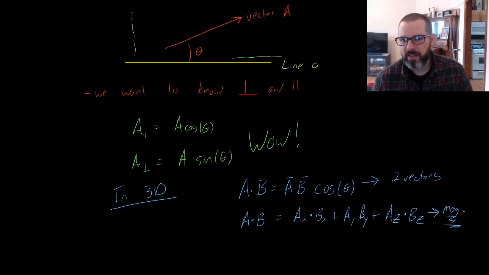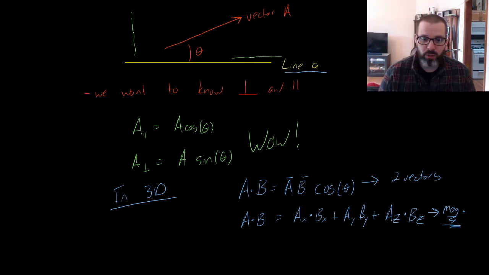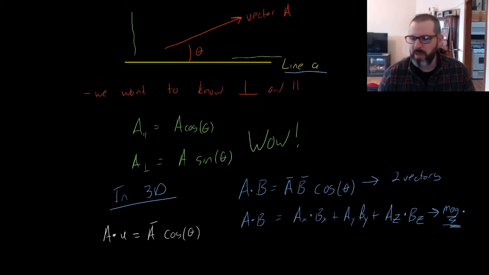Now, this line A that we're looking at is not a vector. It is a direction. So if you want to know how a force acts along a line, you're not doing A dot B, you're doing A dot U, where U is the unit vector, right? So this whole thing simplifies to A dot U equals the magnitude of A cosine theta, because the magnitude of B is 1 because we have a unit vector.